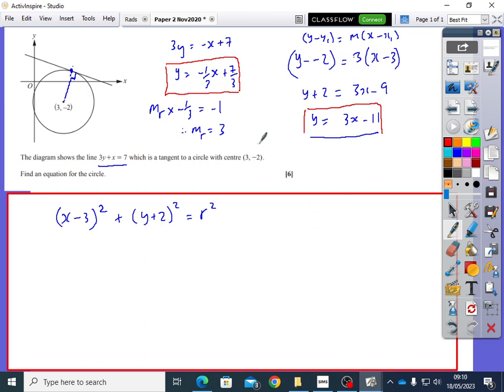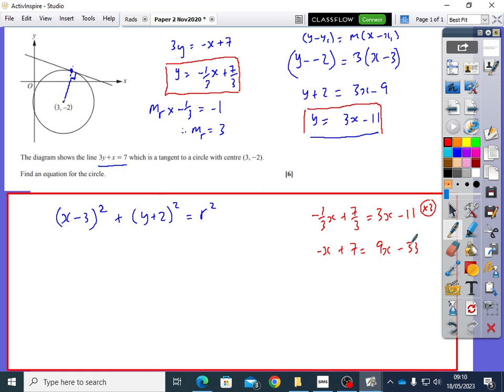So I'll say that again: if y is equal to minus 1/3 x plus 7/3 and y is equal to 3x minus 11, then if the y's are the same where they intersect, we can say that minus 1/3 x plus 7/3 is equal to 3x minus 11. First of all, I'm going to get rid of all the 3s, so times everything by 3. That's going to give me minus x plus 7. That's going to give me 9x minus 33.